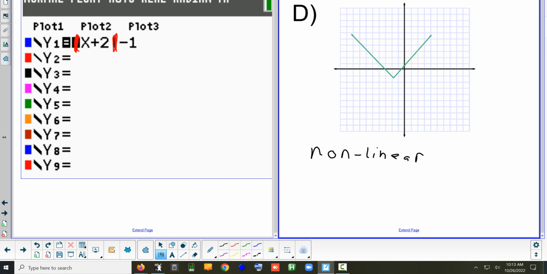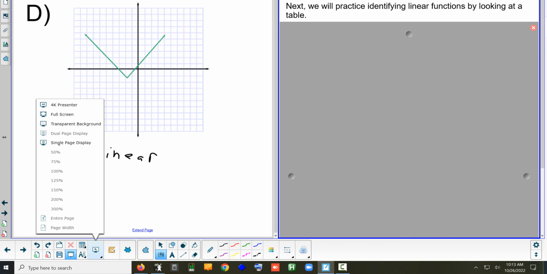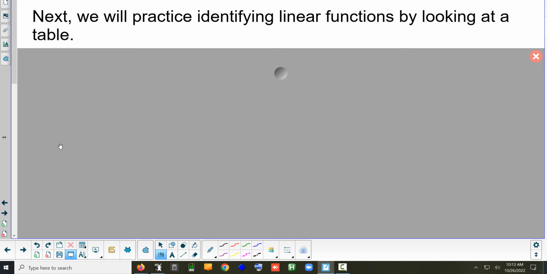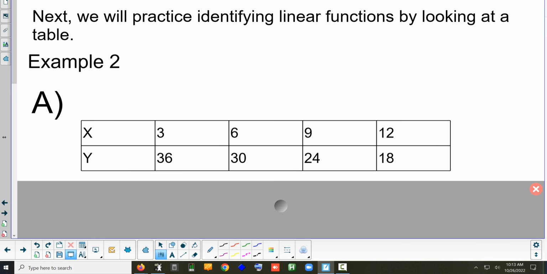All right, so I think that's it for the front. Let's take a look at the back. So I've shown you guys how to identify if something is linear or not by looking at a picture. Well, what if you don't have a picture? What if you had a table like that?